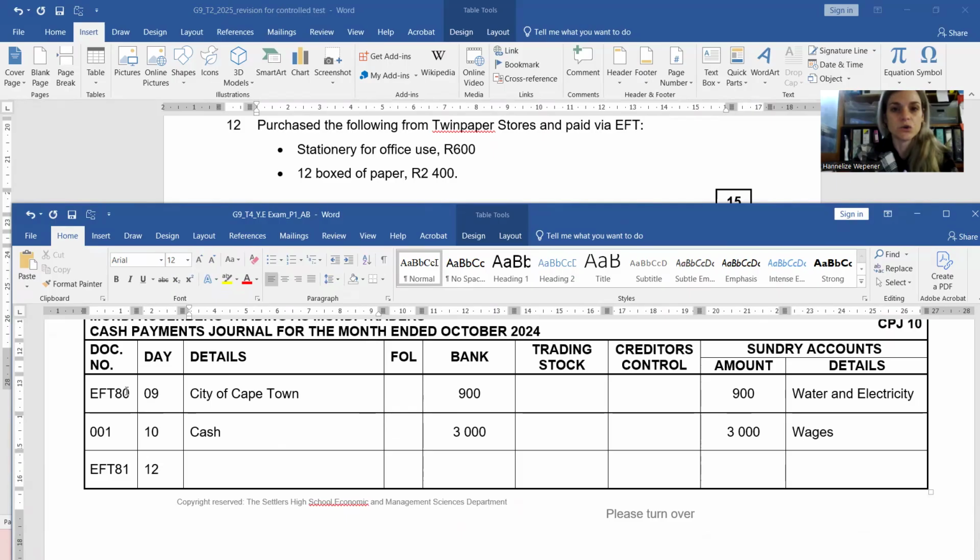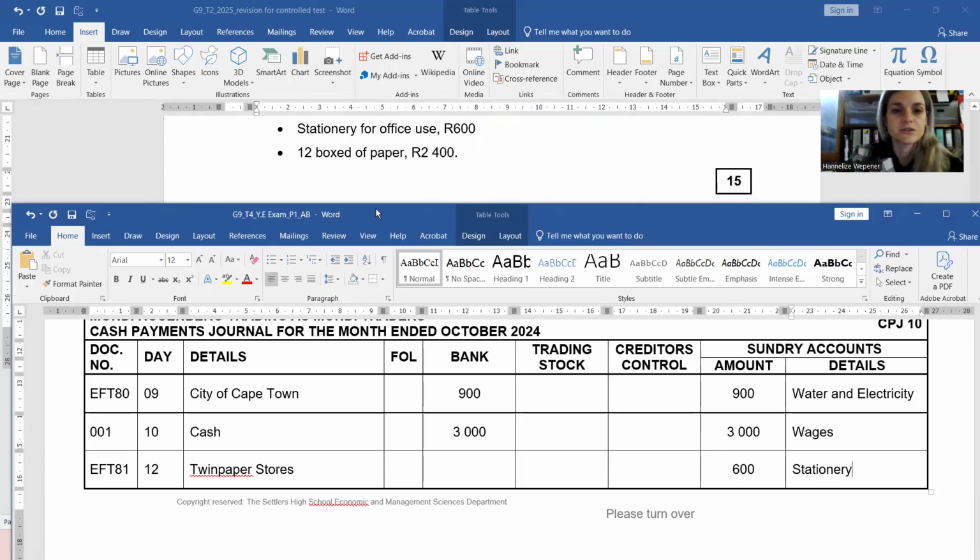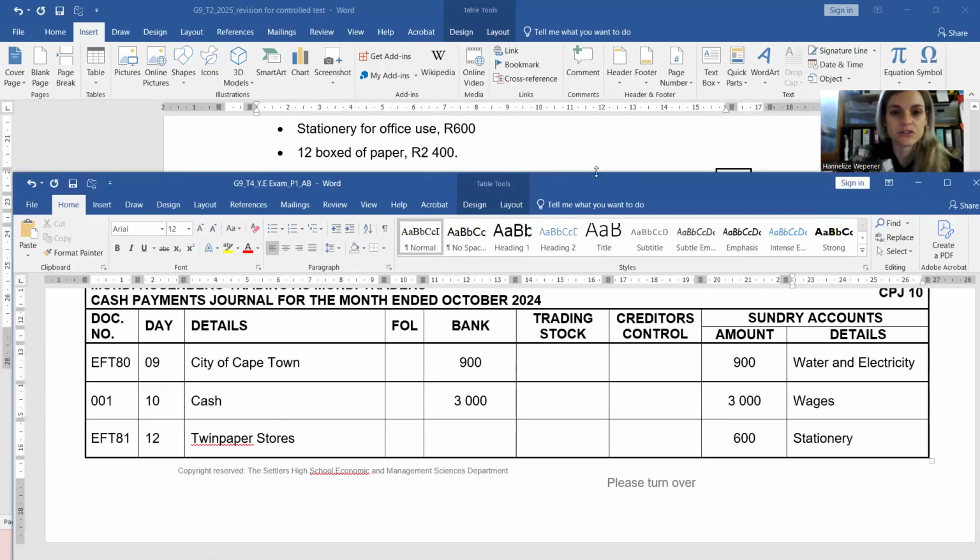You know exactly who you purchased this from and who you made payment to, so their name goes into your details. Then you purchase stationery for the office. You don't have a column for stationery, so you go to sundry and you indicate that this is stationery. And then also 12 boxes, definitely not boxed, 12 boxes of paper at 2,400 Rand.